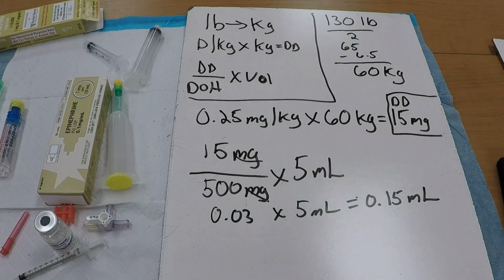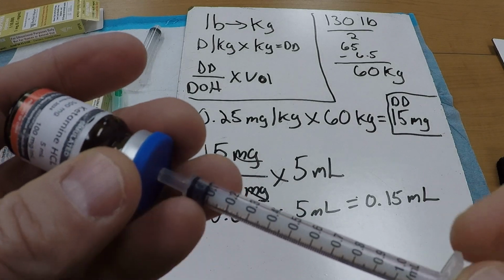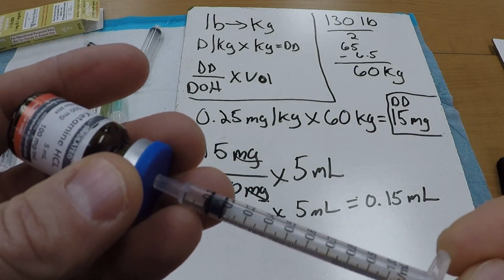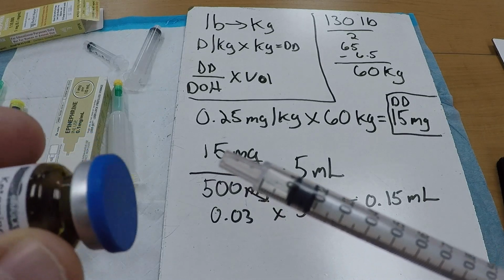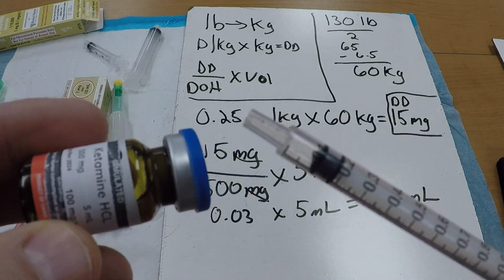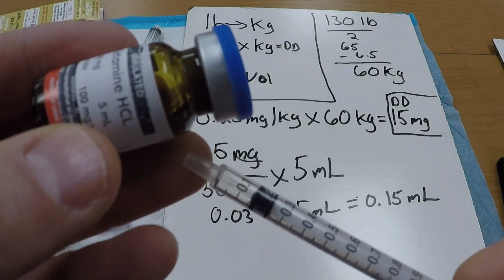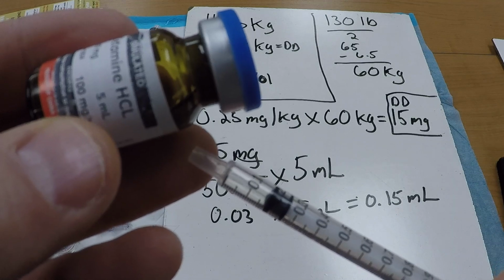This is a really tiny amount of fluid coming out of a small vial. That's only 0.15. That's all we're going to be giving out of this big vial if we're giving this for pain, at least in my area, a little more. 0.15, that's all we're going to give.